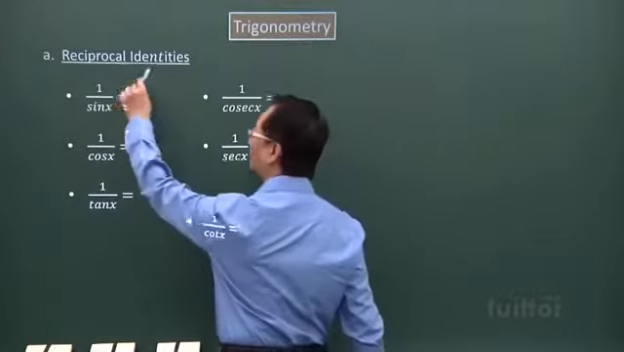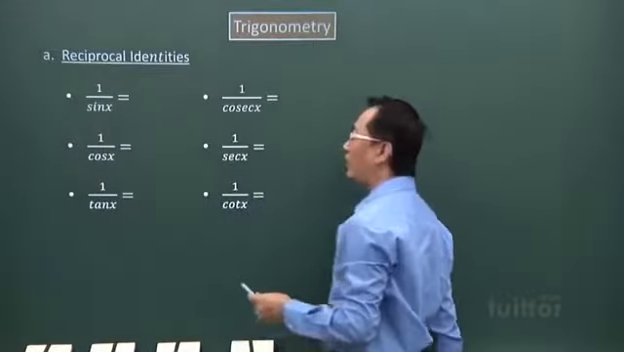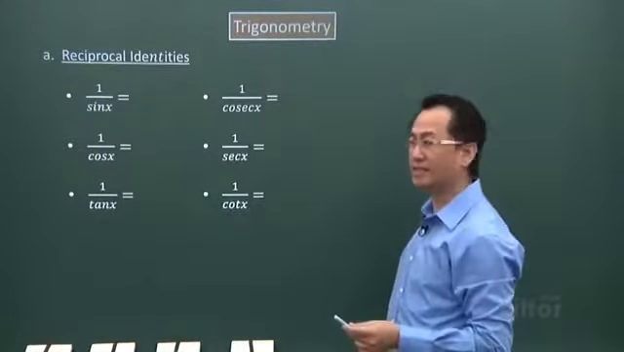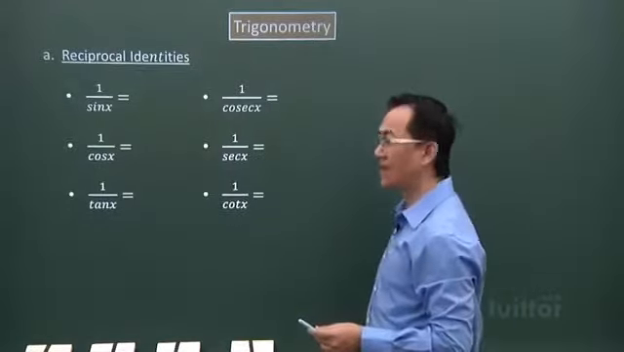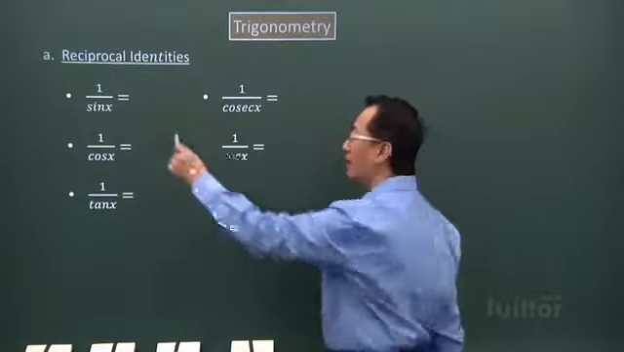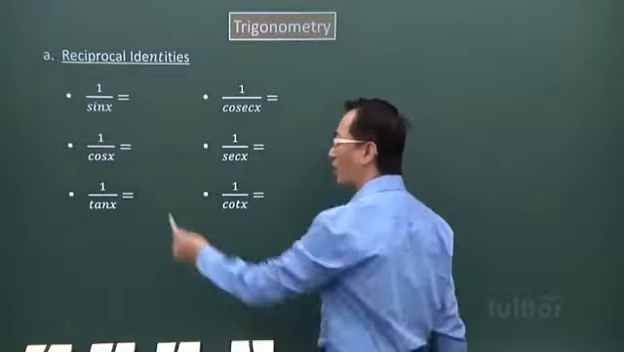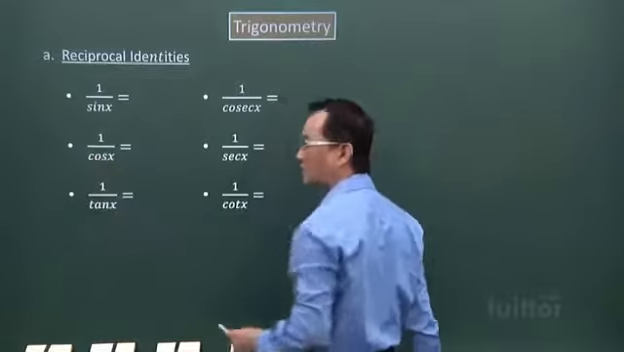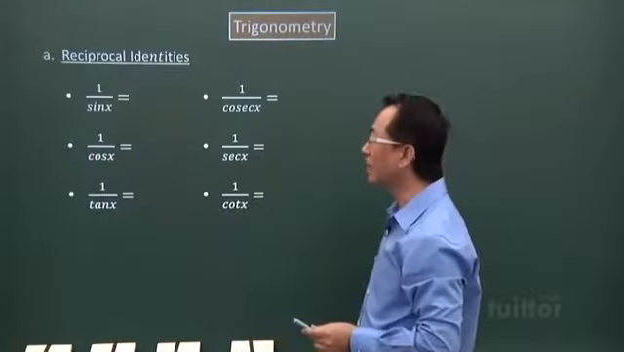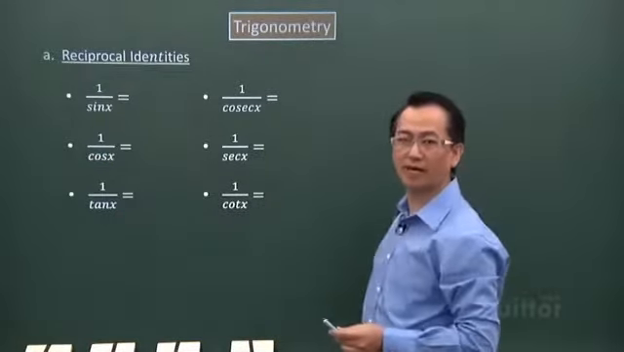Now for the first part, we call reciprocal identities. You find all these identities having 1 over a trigonometric function, 1 over a trigonometric function. So that's why we call them reciprocal identities.